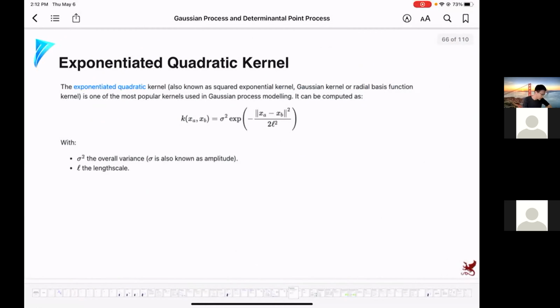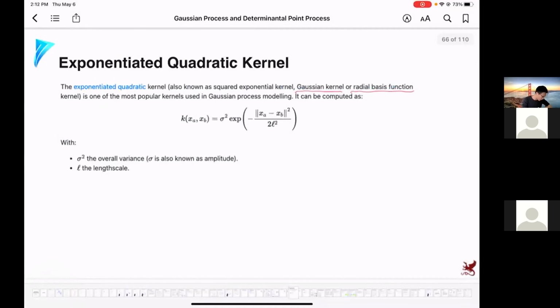quadratic kernel. I guess we are more familiar with other names of this kernel, maybe like Gaussian kernel or RBF kernel. It's all about the same thing. Basically, we're going to compute the distance between two inputs, xa and xb, and then we're going to use two parameters to control this kernel.